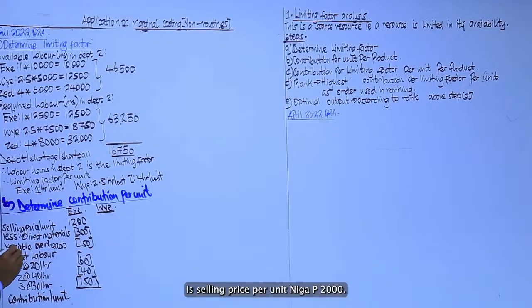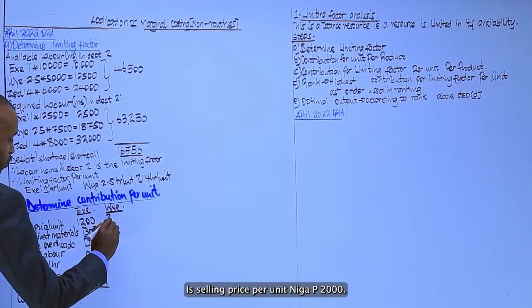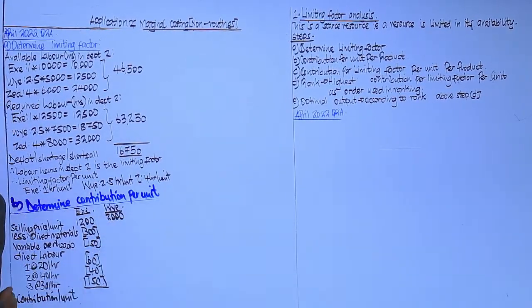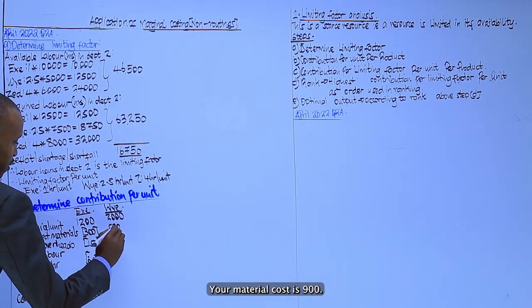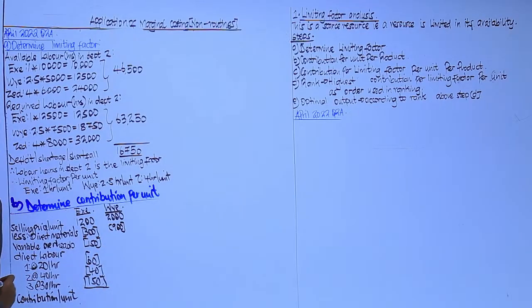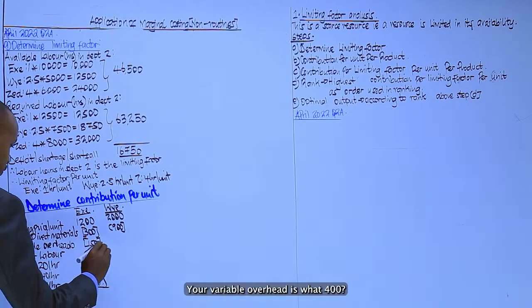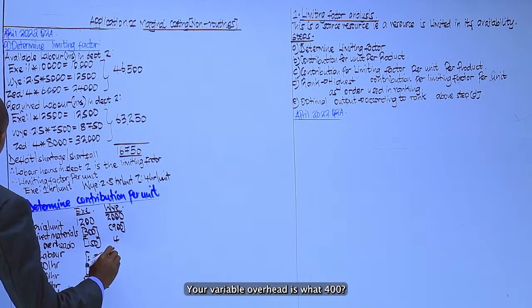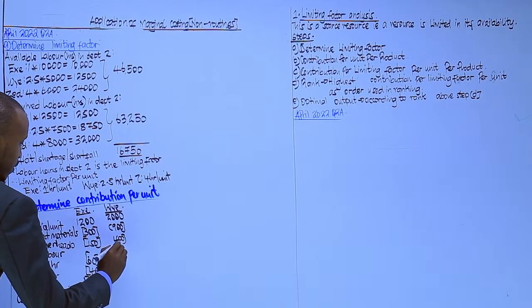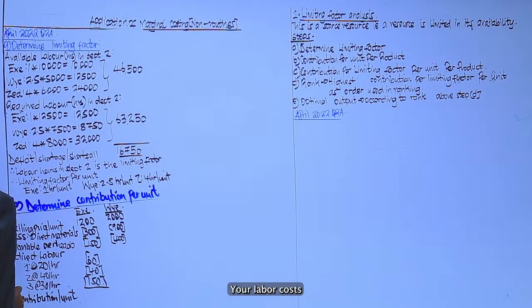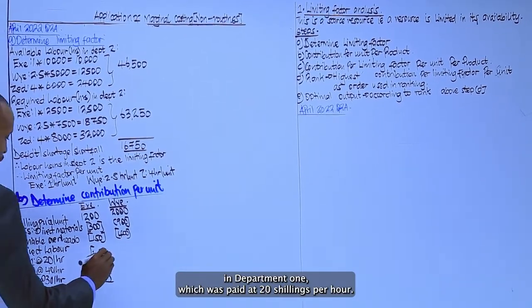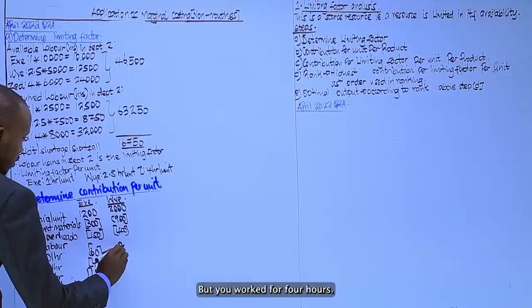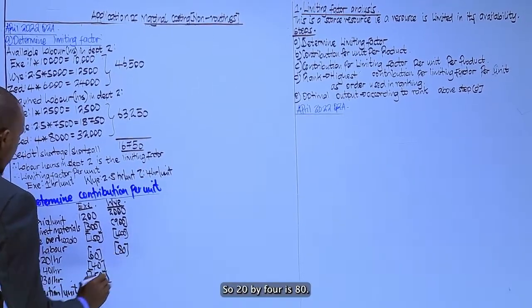Your selling price per unit is how much? 2000. Your material cost is 900. Your variable overhead is what? 400. Your labor cost in Department 1, which was paid at 20 shillings per hour, but they worked for 4 hours. So 20 by 4 is 80.